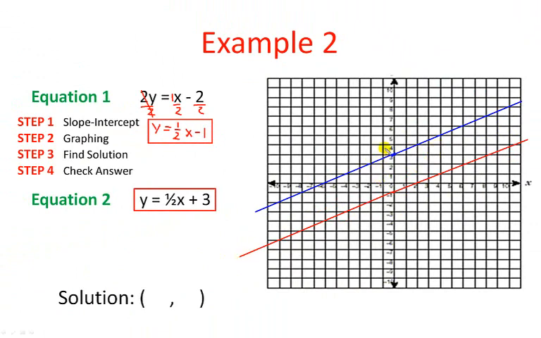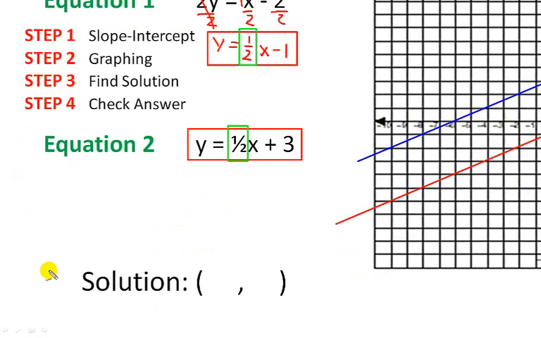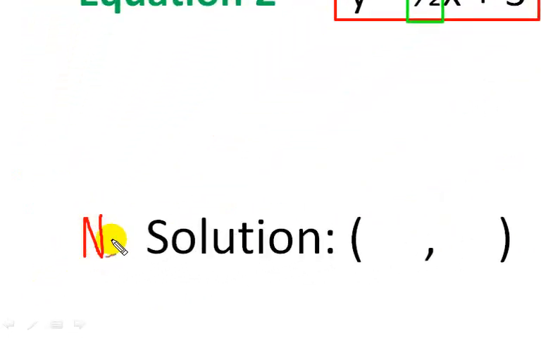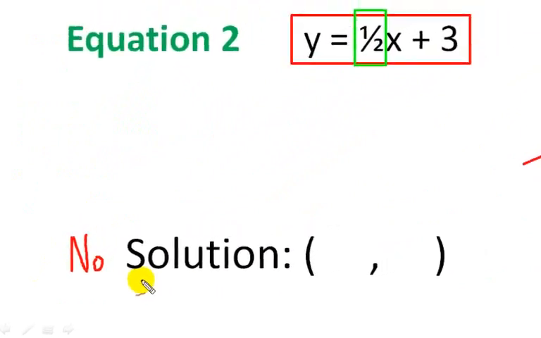Okay, so yeah, I see that these are parallel, and I could have also just noticed that from the equation, they both have the same slope right here, same slope of 1/2. So our solution is actually, we have no solution. So no solution.